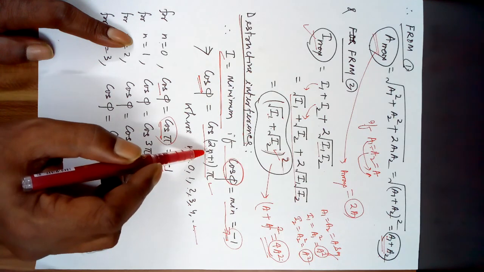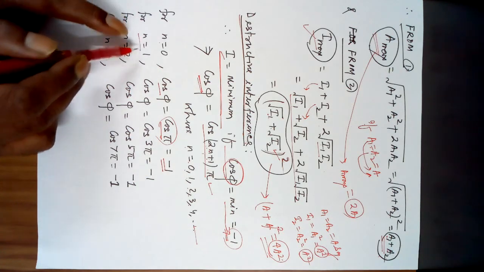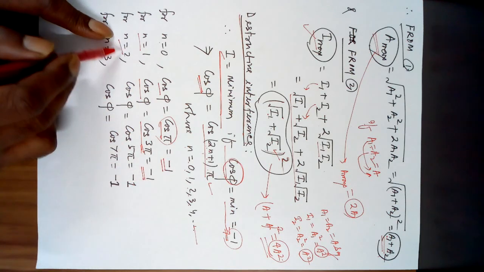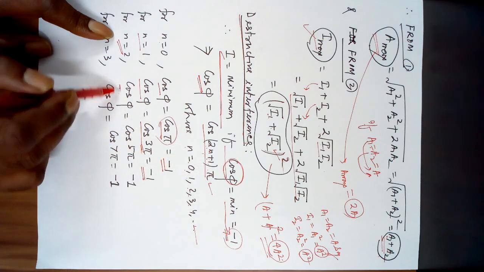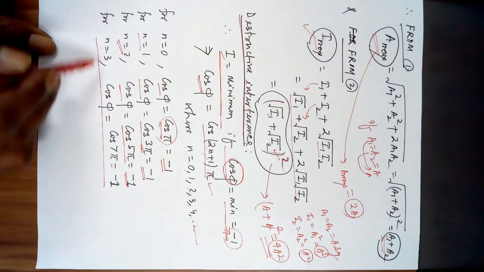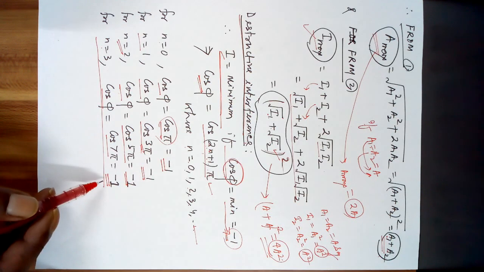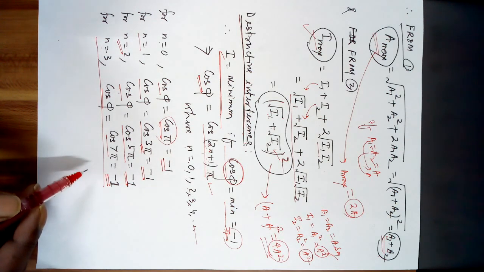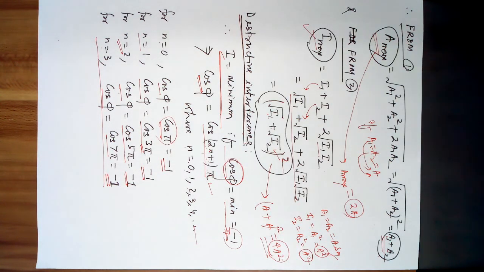Similarly, for n is equal to 1, 2 into 1, 2, plus 1, 3, 3 pi. So for n is equal to 1, cos phi is cos 3 pi, its value is also -1. Similarly, for n is equal to 2, 2 2s are 4, plus 1, 5, 5 pi. So cos phi is cos 5 pi, that is also -1, and so on. For n is equal to 3, cos 7 pi, that is equal to -1. So under this condition, the overlapping of two waves gives rise to dark patches of light, that is called destructive interference.